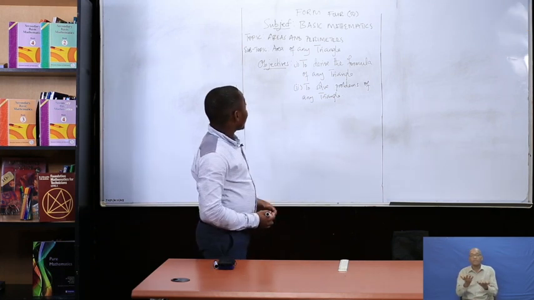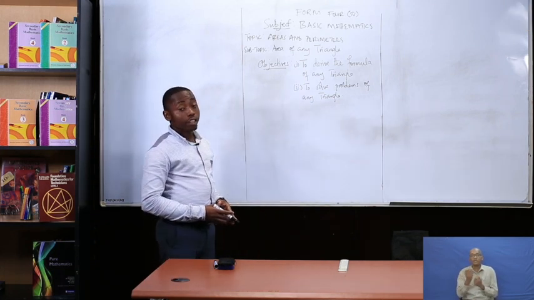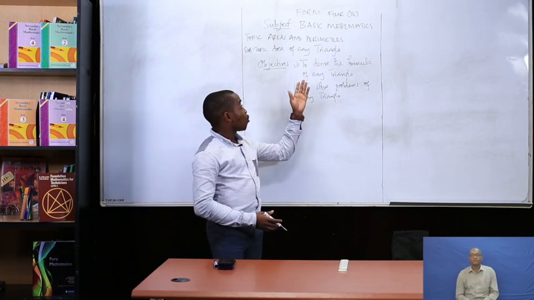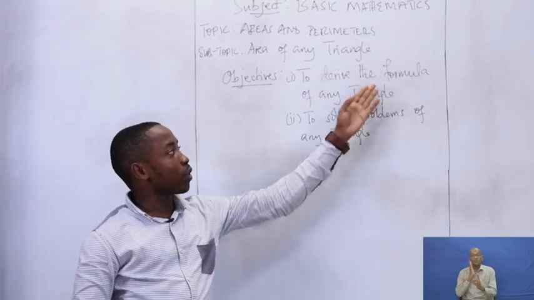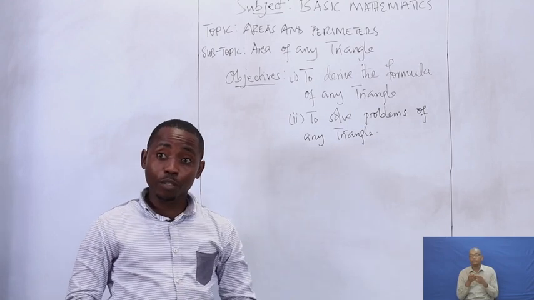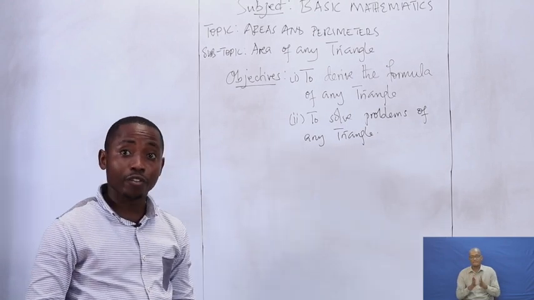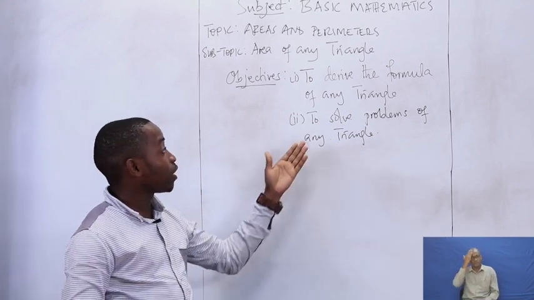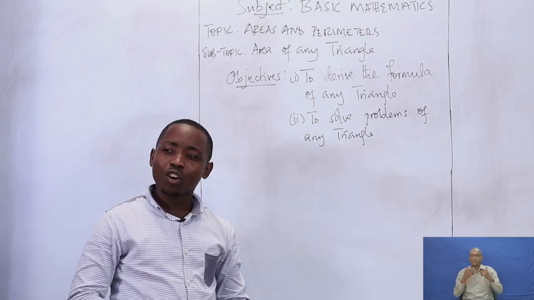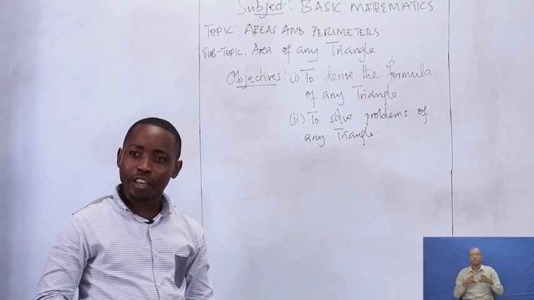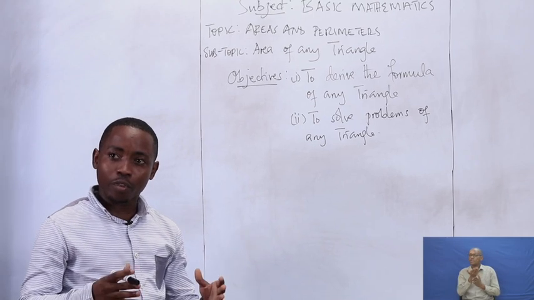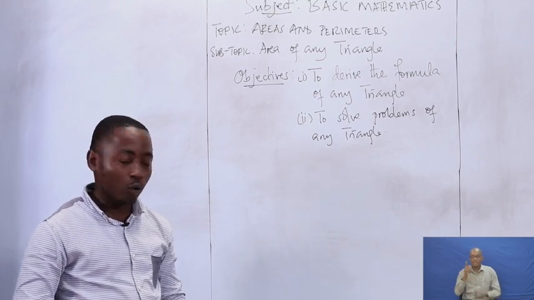Welcome. In our topic, we have objectives, and in this objective, we need to discuss how to derive the formula of any triangle. That is the first part. And the second part is we need to know how to solve problems concerning any triangle, from the four mentioned triangles that we know.